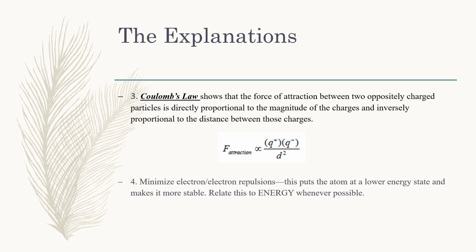As you decrease the distance, you get a smaller number in the denominator, which would increase that force of attraction. This can be used for either group or period trends. And then our last one is minimizing electron-electron repulsions. So this is going to put the atom at a lower energy state and is going to make it more stable. Please remember to relate everything to energy as much as possible. All the atoms, again, want to be as low in energy as possible to gain a greater amount of stability.